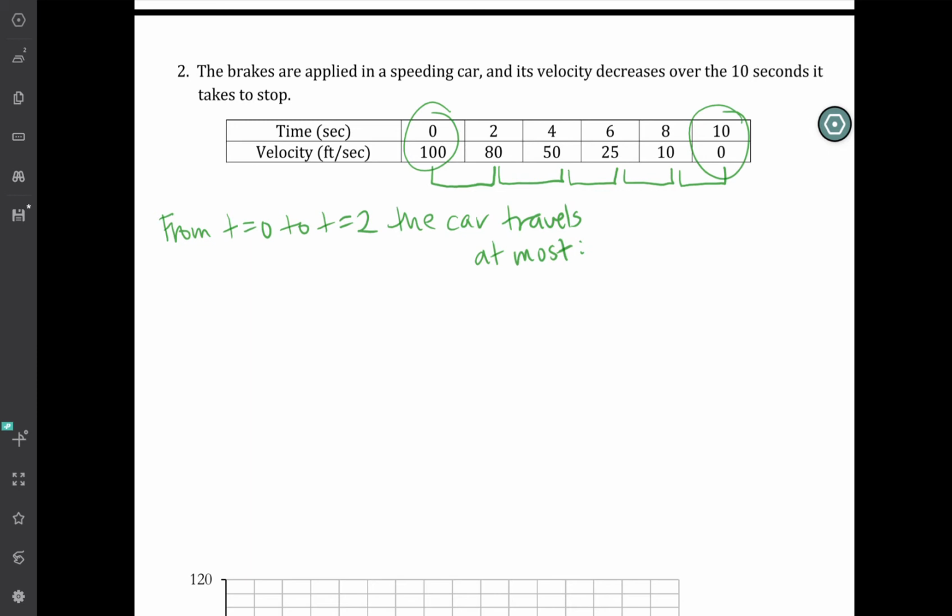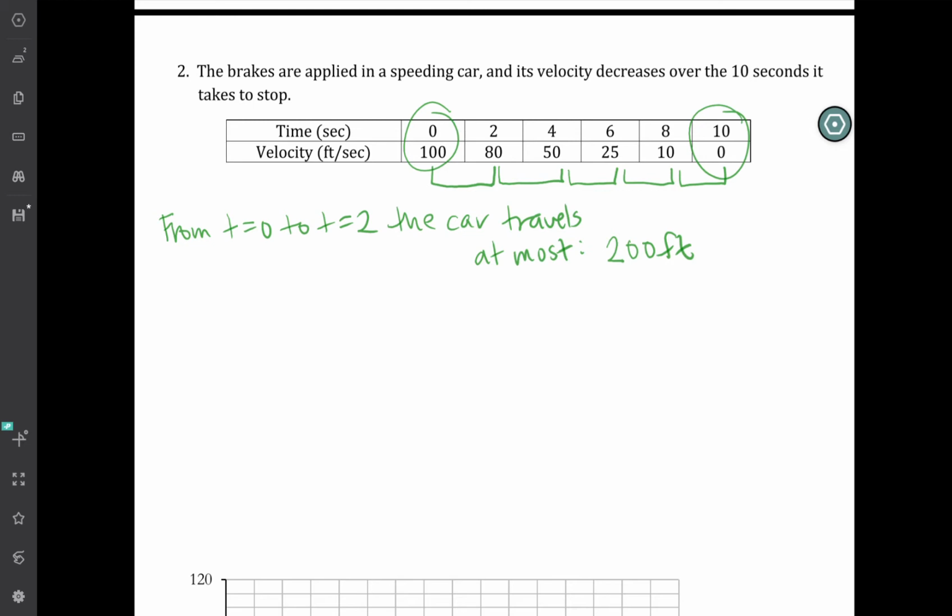The most it could possibly travel, and I don't even know if I would quite say this is possible based on the way cars work, is if it had maintained that 100 feet per second for the entire 2 seconds and then instantaneously dropped down to 80. It doesn't do that, it gradually decreases. But we're going to use that for an upper estimate. So if you traveled at 100 feet per second for 2 seconds, you would go a grand total of 200 feet. So we go back to our distance equals rate times time, and to get the largest possible distance, we use the largest rate.